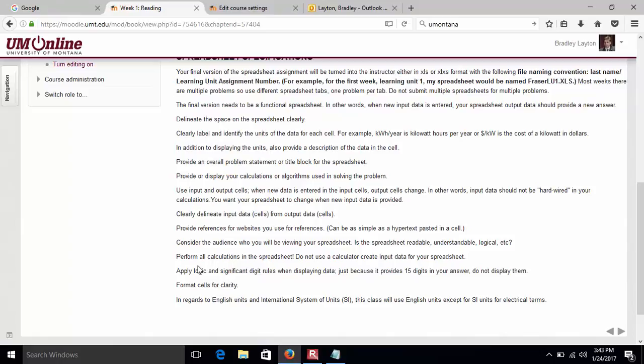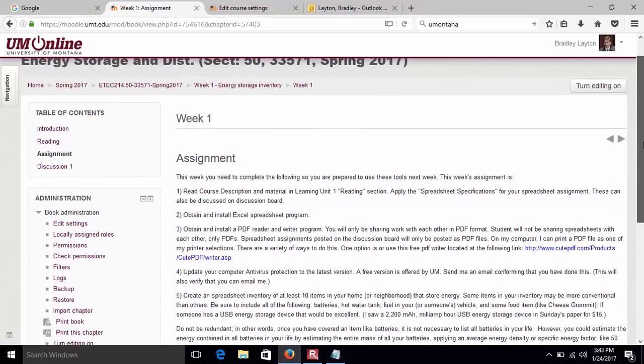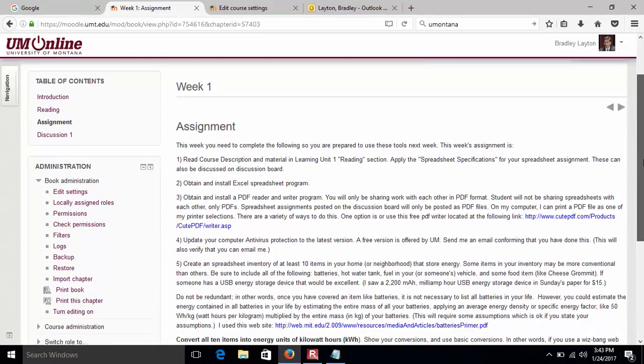Also play around with the significant digits. I don't want to see 17 sig digs. We can format that. We'll be using horsepower sometimes and feet and inches, but then there'll also be some SI for electrical, kilowatt hours, megajoules. Okay, so there's a little deal here on how to do your spreadsheets.